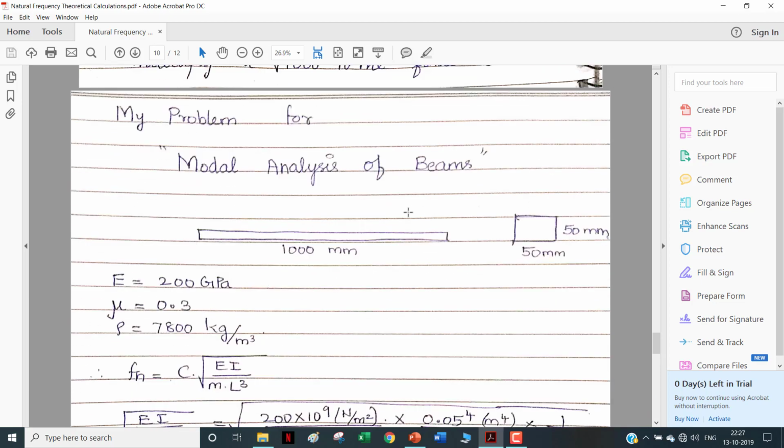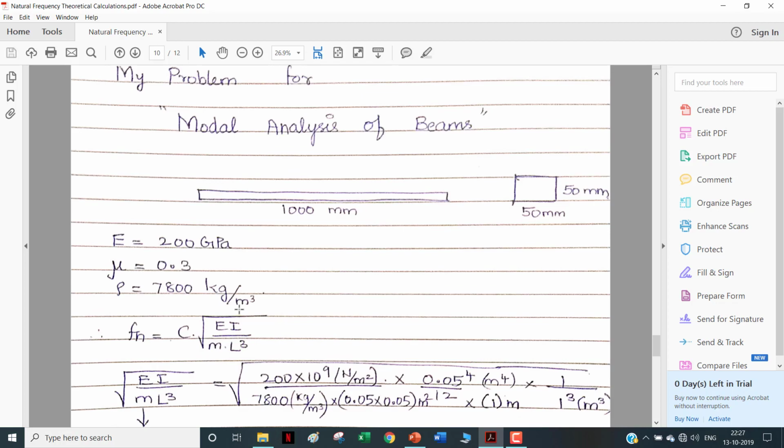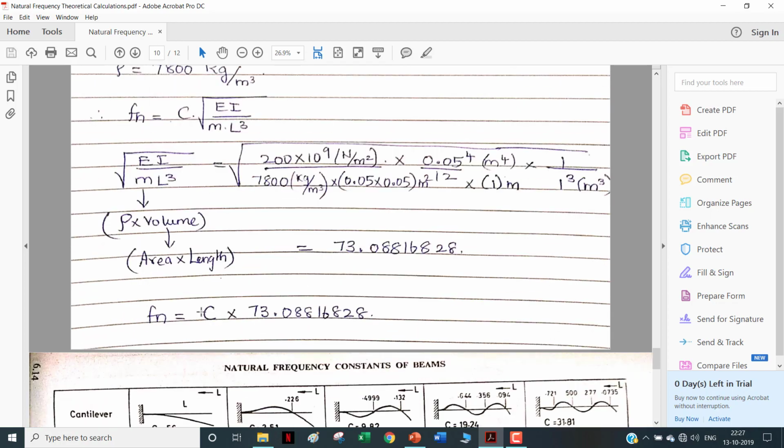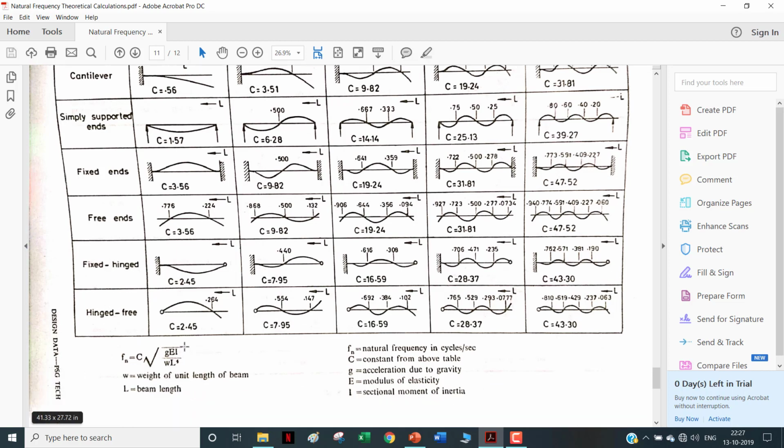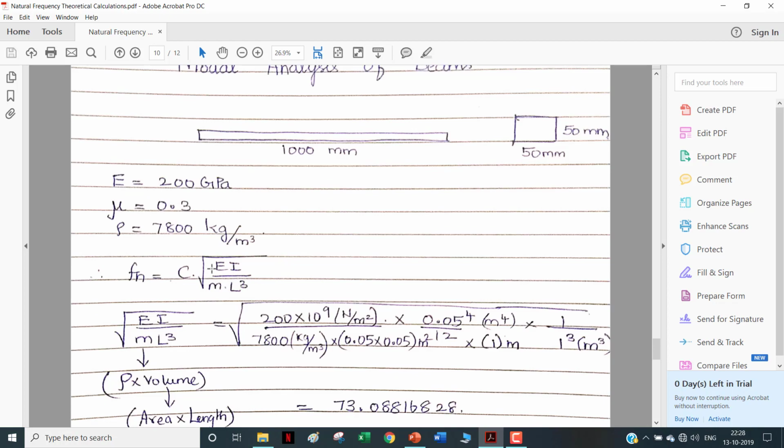So this is a beam. I have not specified whether it's a cantilever beam or simply supported beam or a fixed beam. I have not specified anything. I just took the length and cross section data of the beam. Depending on whether it is a cantilever, simply supported or fixed beam, this C value changes. This C value can be found from this table, natural frequency constants of beams. So I have different boundary conditions: cantilever, simply supported, fixed, free ends, fixed and hinged, free. Right? Here at the bottom you can also find the same formula which I have shown you above. So use this formula, root of C into root of EI by ml cube.